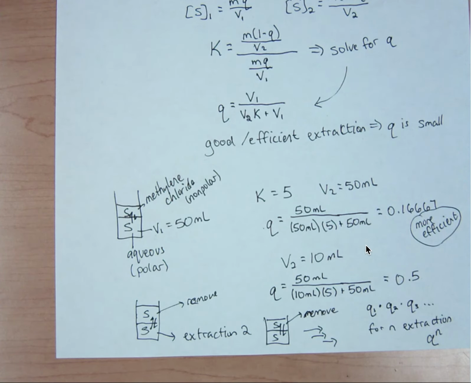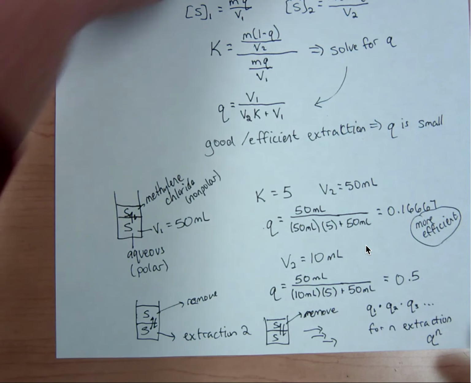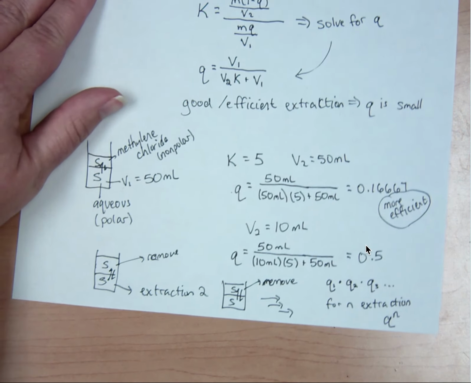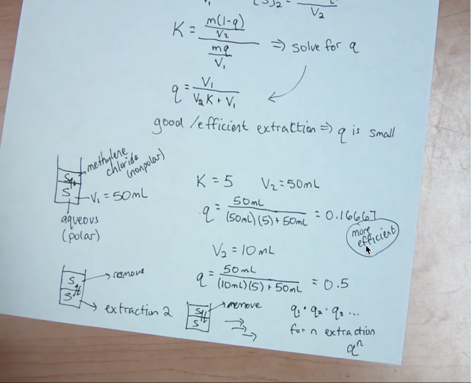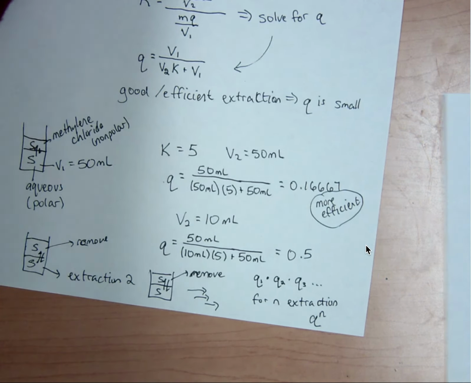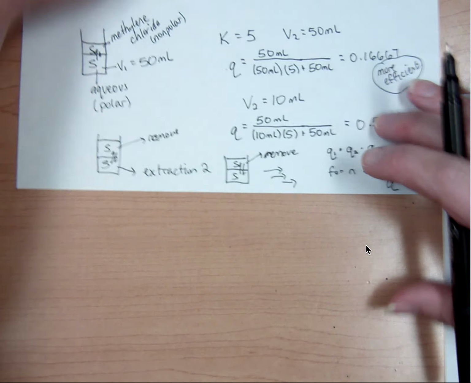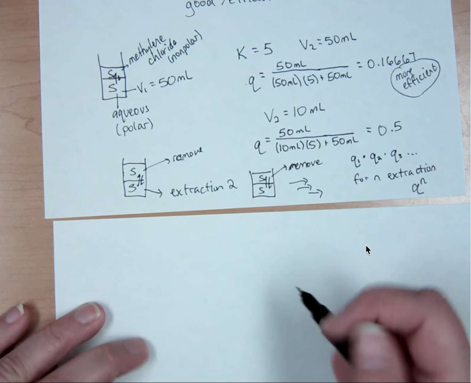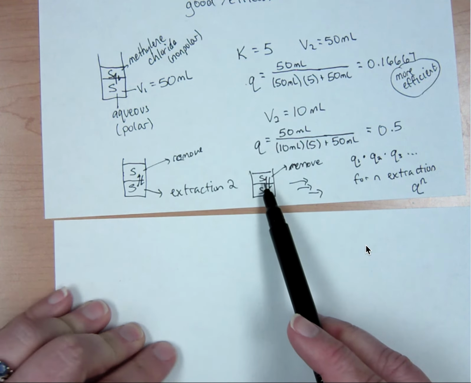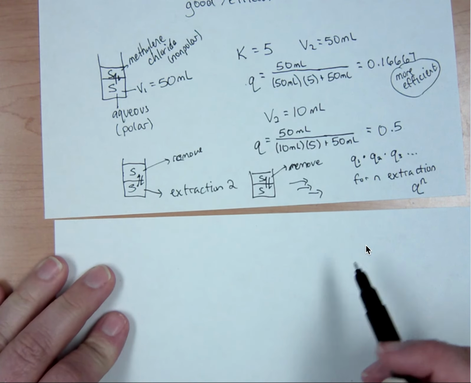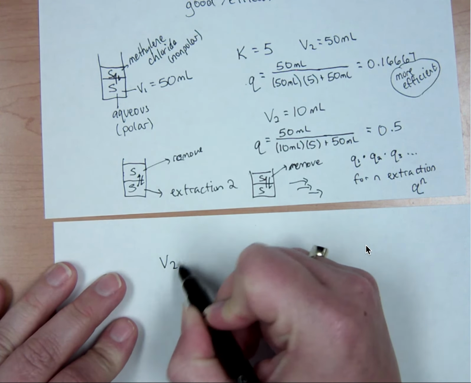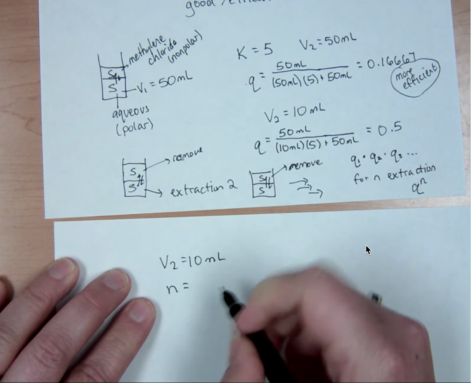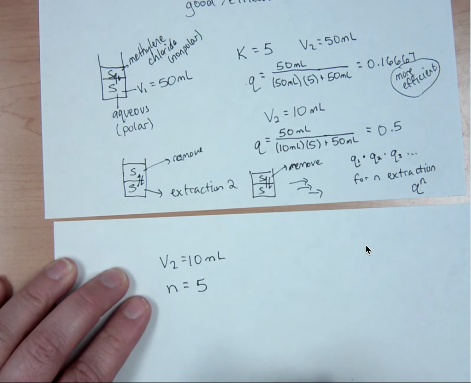Okay, so let's look at an example of that. So let's say we're continuing on with our S. Let's say we did 5 of these 10 milliliter extractions. So we took this 10 milliliters and we're going to repeat this 5 times, where each time we're adding 10 milliliters as S2, and we're going to do this 5 times. N being our number of extractions, we're going to do 5.